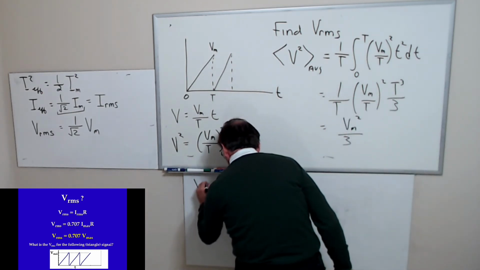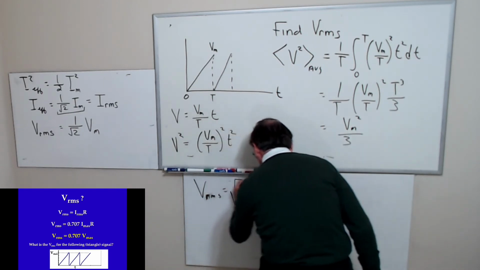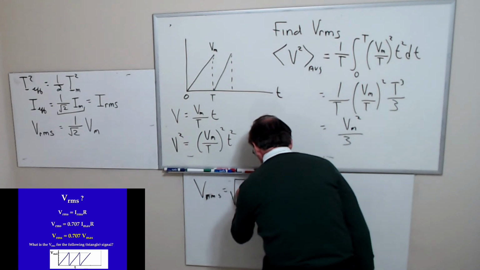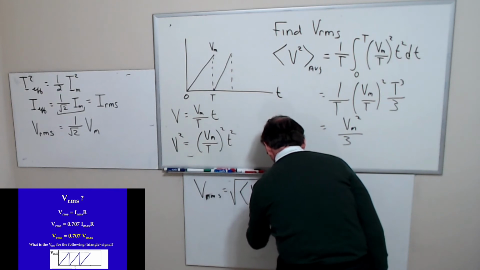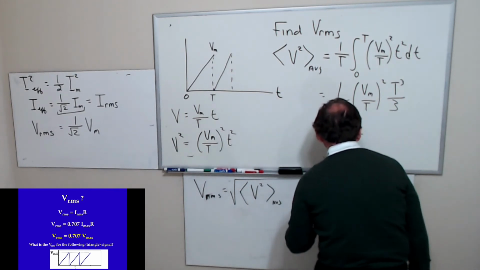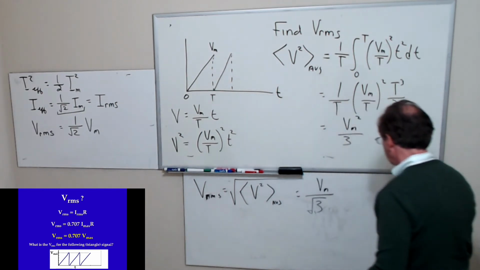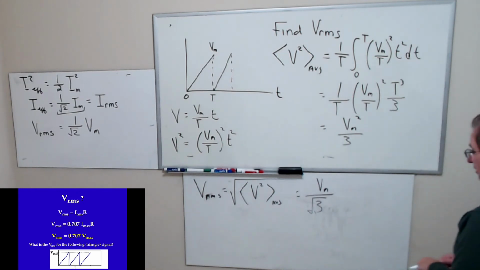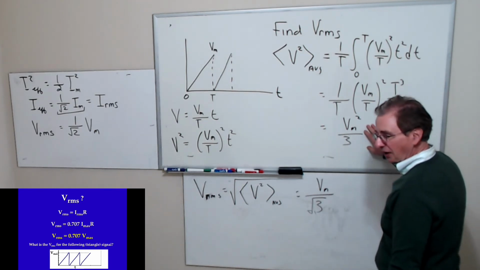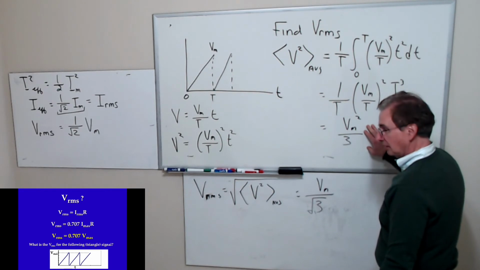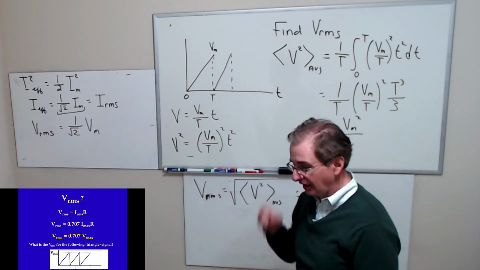So VRMS, the same as with IRMS, is the square root of the average, which is Vm over the square root of 3. So notice that if I use V squared over R, and I used this signal to deliver energy to your home, I would actually lose even less energy.